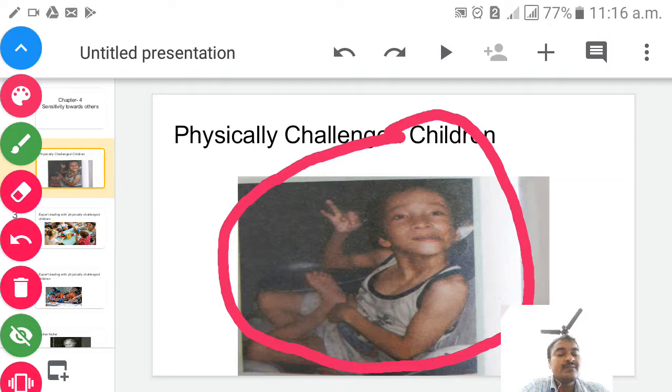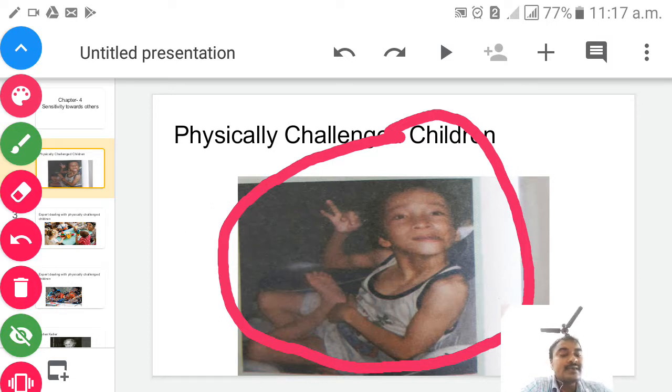So children, she is suffering from a disease called cerebral palsy. What does it mean, children? It is the condition where a person's muscles do not respond normally. So due to this cerebral palsy, she can't move her body freely like you and me all. It is a condition where a person's muscles do not respond normally.